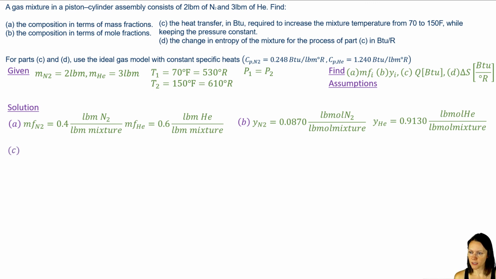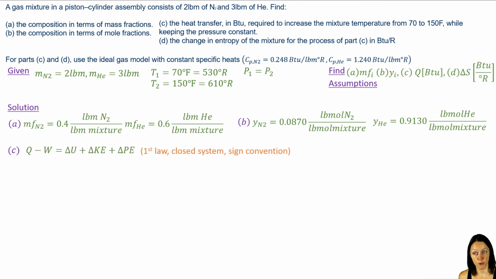Okay, so let's keep going. For part C, we want to find the heat transfer in BTU, and if you were in Thermo 1 and I was asking you to find the heat transfer for a substance in a piston cylinder, you would say, I'm just going to apply my first law, and you would be correct. Then you would say, which one do I choose, the first law for an open or closed system? I've got a closed system. You would also be correct.